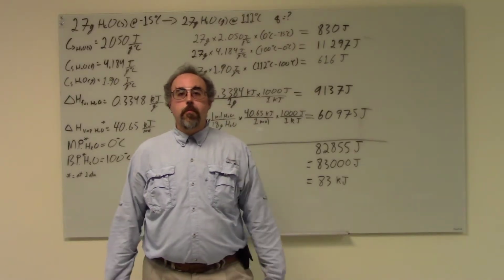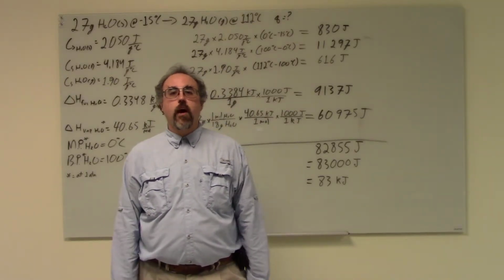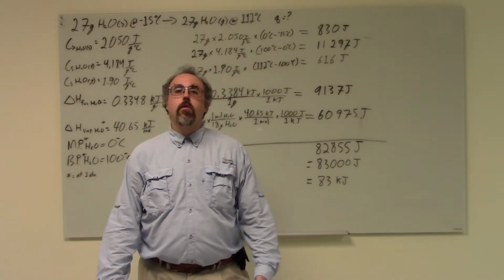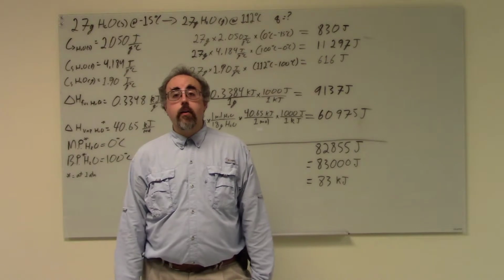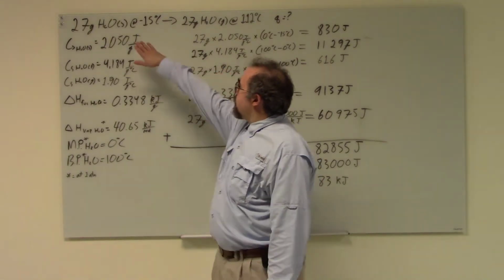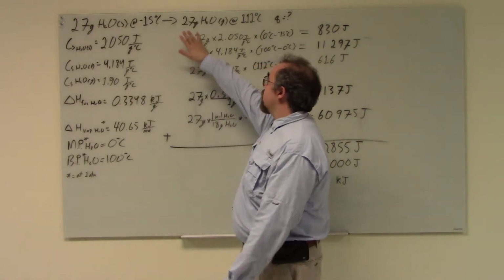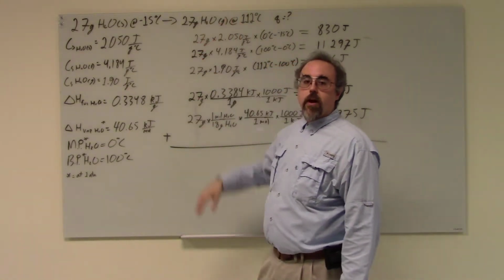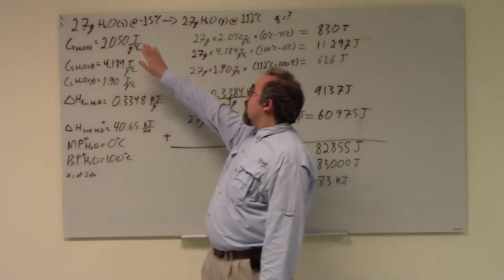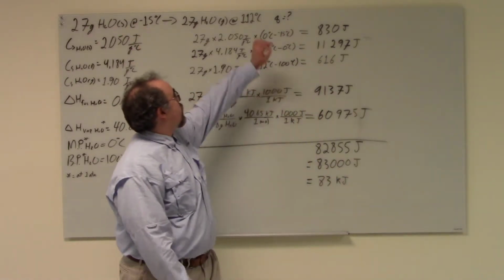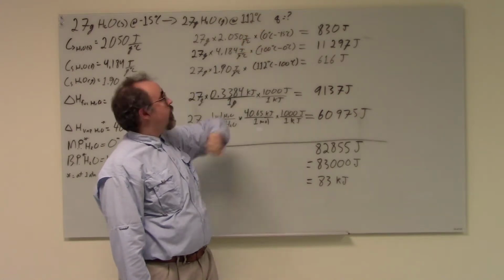Okay, let's work some math and get ourselves familiar with how we can use the information from a cooling curve to start calculating total amounts of energy that we're going to need. So in this scenario, I'm taking 27 grams of ice, so solid water, and I'm converting that into 27 grams of steam. And I'll be specific, my ice is at negative 15 degrees Celsius, and the steam is going to be at 112 degrees Celsius.